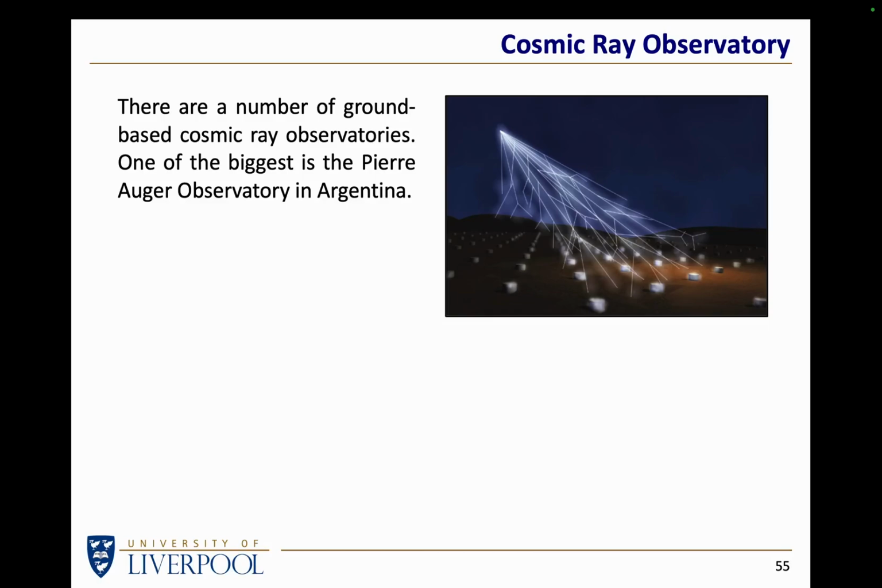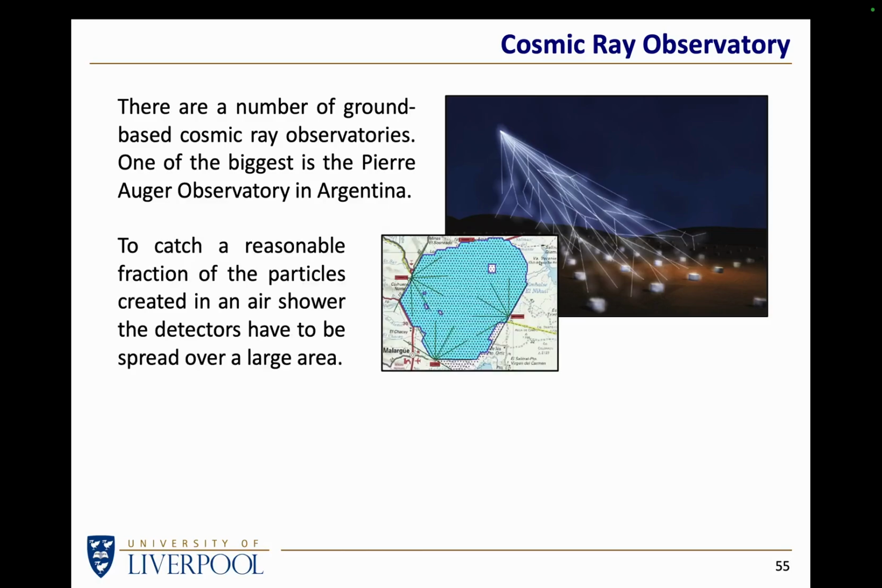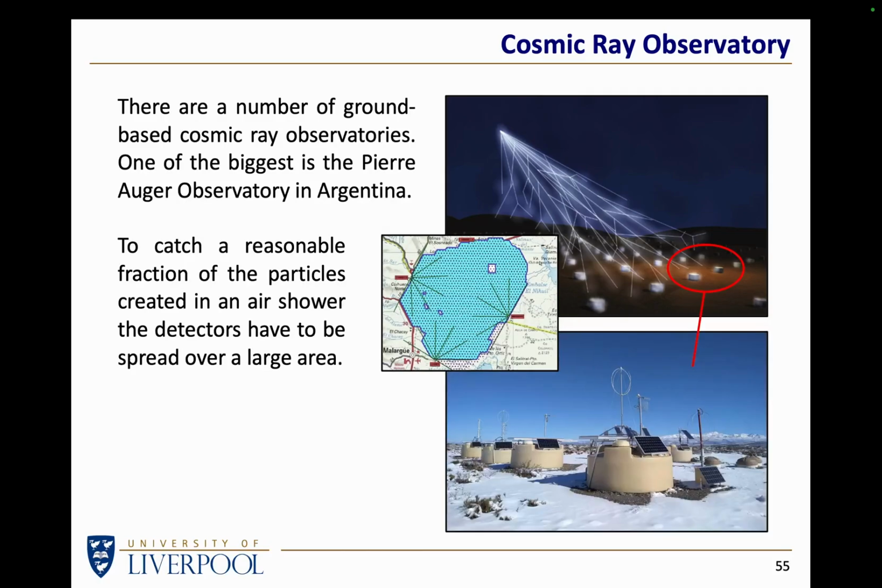One of the biggest is in Argentina. It's called the Pierre Auger Observatory. And the artist's impression on the right-hand side says if a particle comes in and produces an air shower, then when that air shower reaches ground level, can we detect what's going on? And these detectors are spread over a relatively large area.